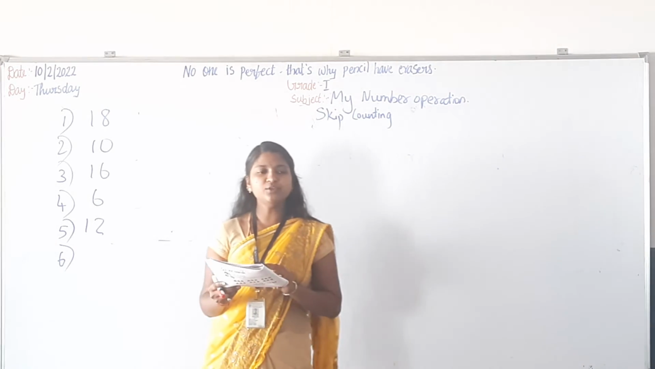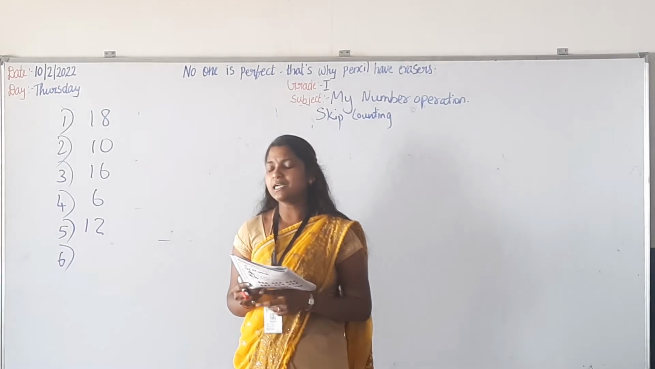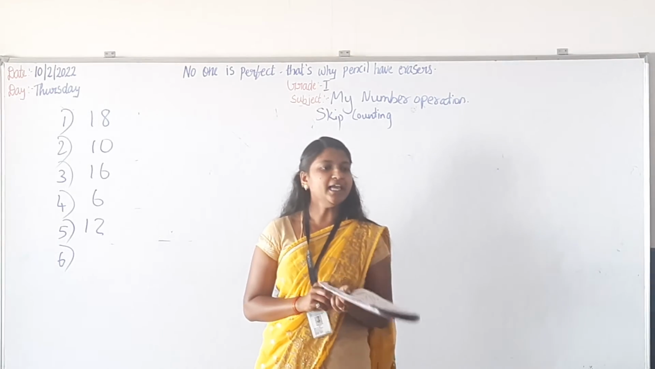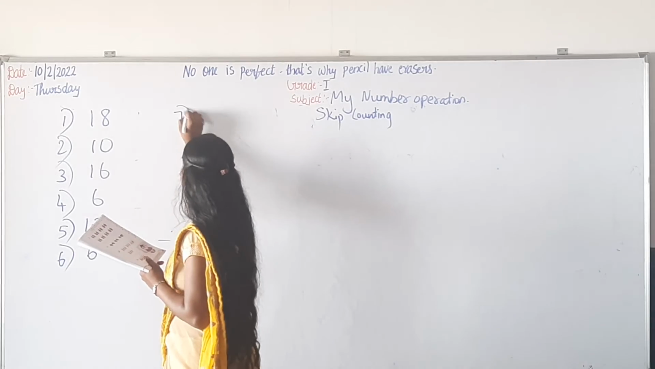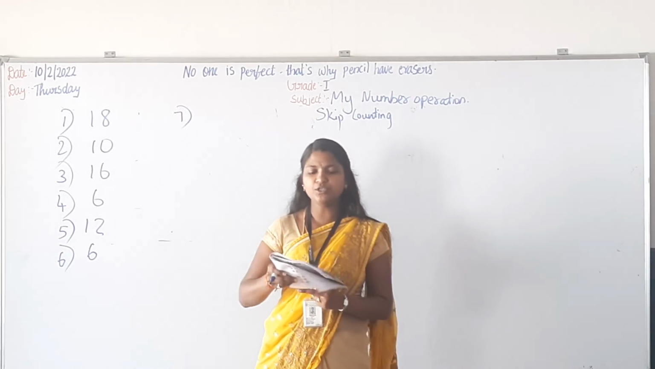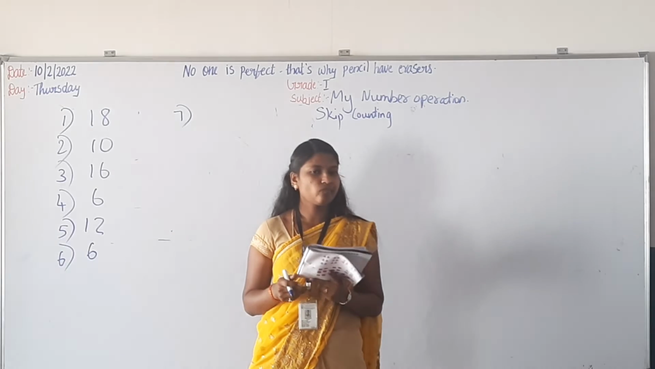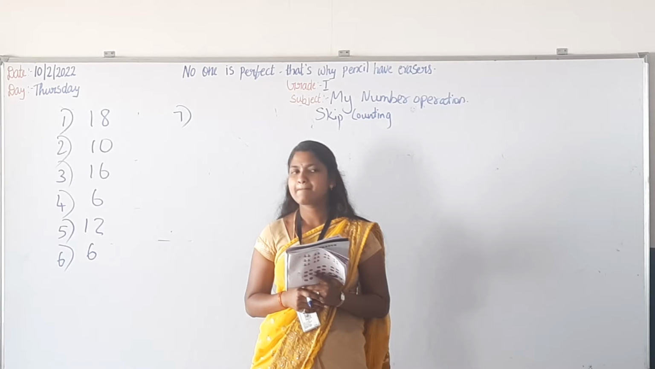So, how many groups can you see? Six. Two. In each group, how many are there? Three. Totally? Six. Next. Next page, open the next page, 7th question, page number 13. This side, right side.